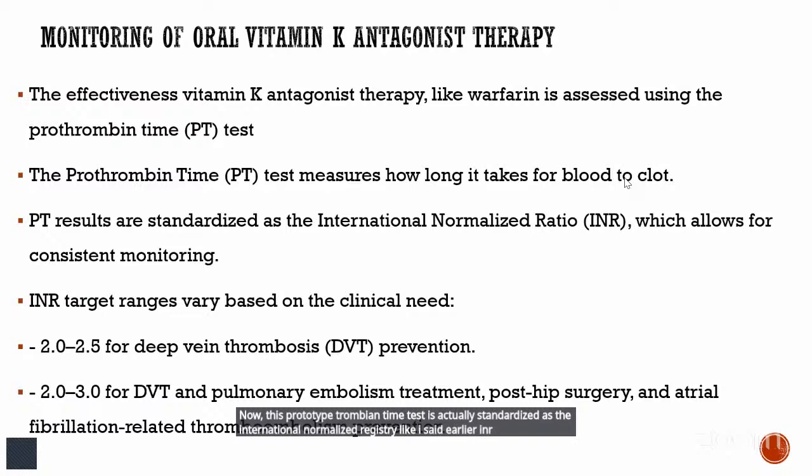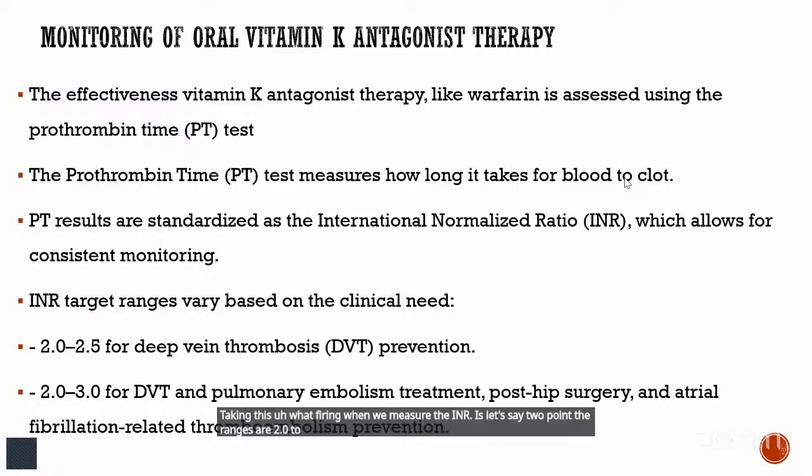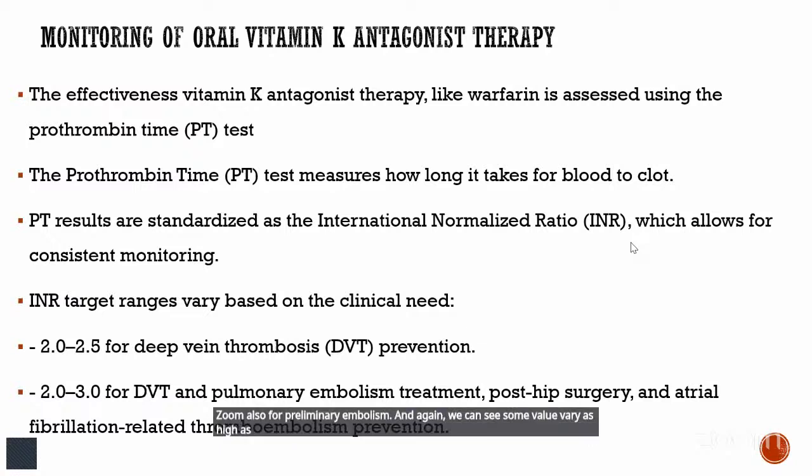Now, for the targets we want for people taking warfarin, when we measure their INR, it is, let's say, 2.2. The ranges are 2.0 to 2.5 for deep vein thrombosis prevention, and then 2.0 to 3.0 also for pulmonary embolism and all. And again, we can see some values vary as high as, let's say, 2.5 to 3.5.